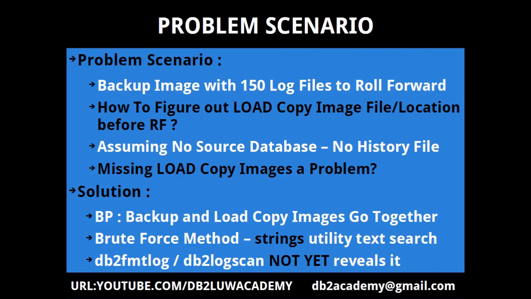This slide talks about the problem scenario and the solution. The problem scenario is we have a backup image with about 150 log files to roll forward, and assuming there is no source database, so obviously there will be no access to the history file, because if there is access to the history file, I'll be able to find out, after the backup image has been taken, what are all the load activities or reorg activities that have happened. So I can figure that out from the history file. But if those things are not available, how do we figure out the load copy image file names and the location before even doing the restore or roll forward?